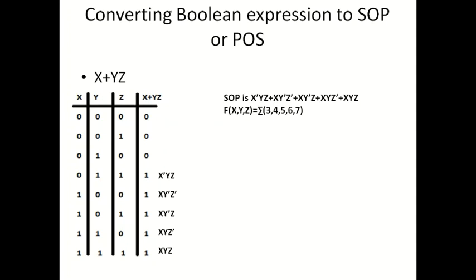Now, if you have to write a POS expression from this table, then you have to look only at those rows where your output is going to be 0. So these are the 3 rows where your output is going to be 0. So these are the max terms, and then we can write our POS expression: x plus y plus z, dot, x plus y plus z complement, dot, x plus y complement plus z. So if you write in a canonical form, then it is going to be function x, y, z equals pi of 0, 1, and 2.